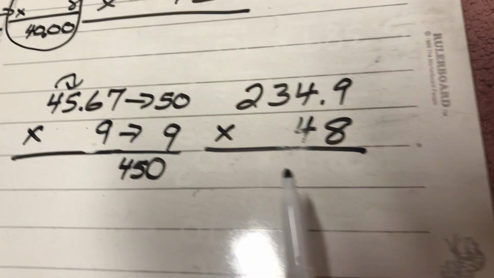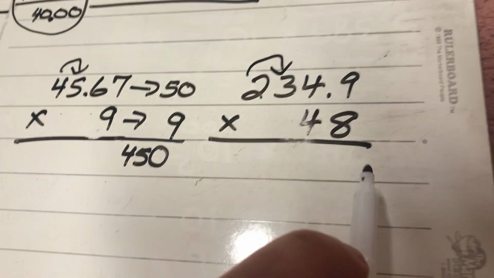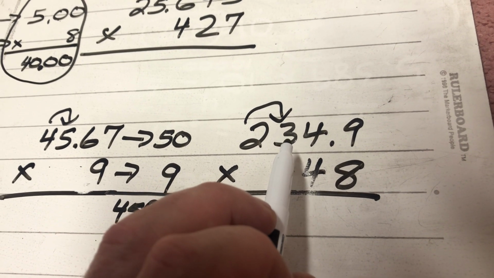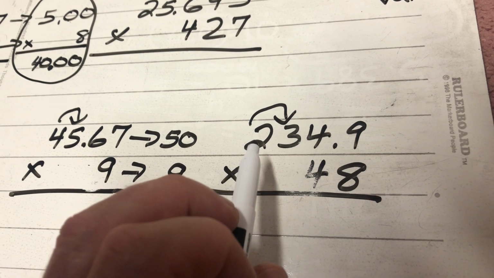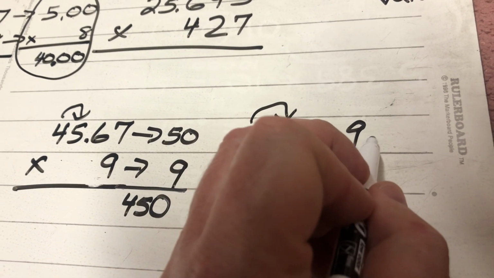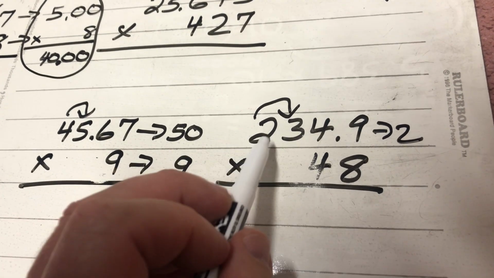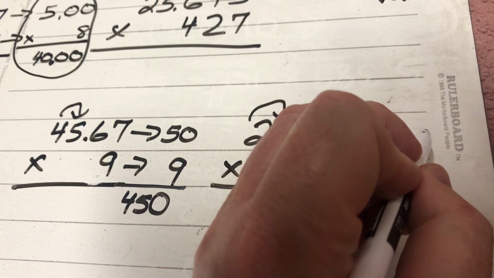234.9 or 234 and 9/10 times 48. Well, the 2 is what's way to the left. The 3 is telling me what to do. 4 and less, I round down, which remember, that does not mean make the 2 a 1. That means keep the 2 a 2. That has to become a 0. That has to become a 0.